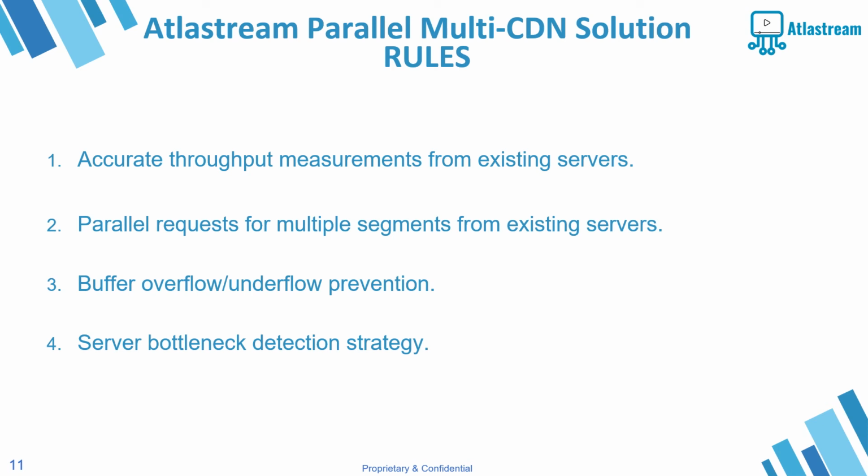The fourth point is identification of the bottleneck server. If the download throughput of the last segment is less than the lowest available bitrate, which might harm the QoE, then refrain from requesting new segments from this CDN until it becomes healthier.